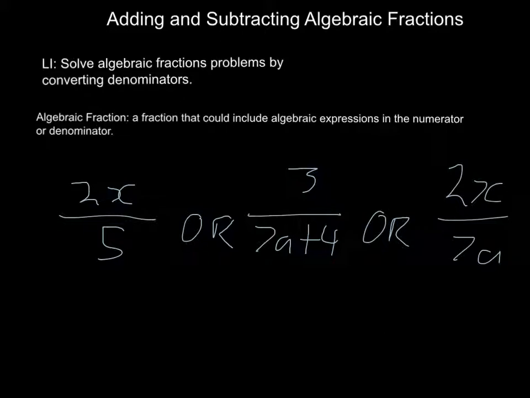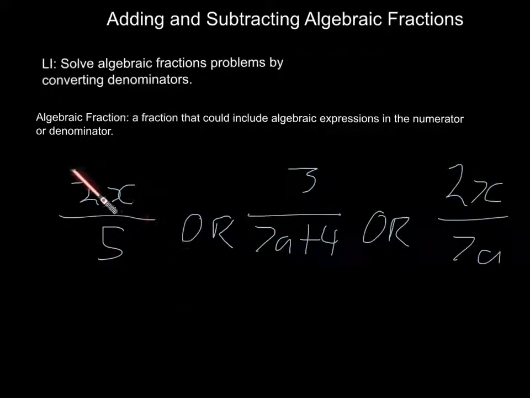Alright, so first of all, an algebraic fraction is basically a fraction that has algebraic terms in it. So we've got both numerals and pronumerals. That means the numerals are numbers, the pronumerals are the letters. Now the letters represent unknown numbers, okay? So, to summarize, algebraic fractions are fractions that could include algebraic expressions in the numerator or denominator. So the numerator at the top or the denominator at the bottom.